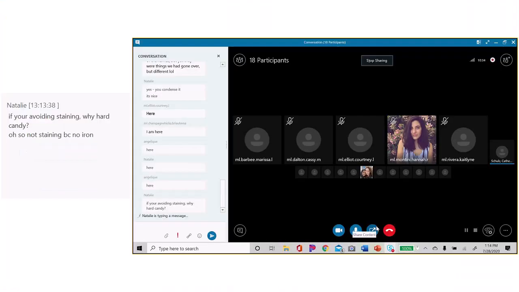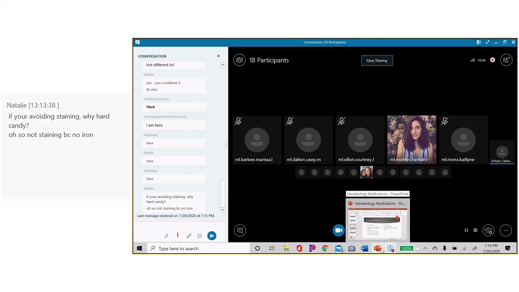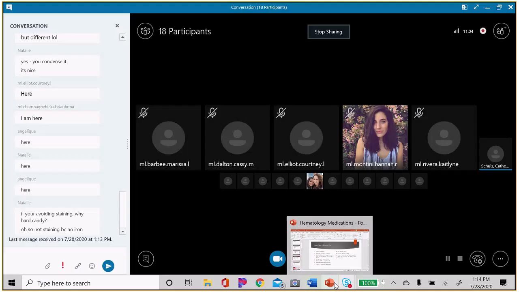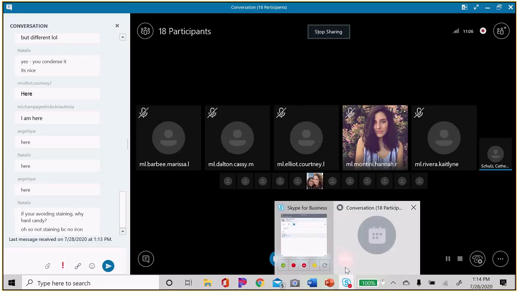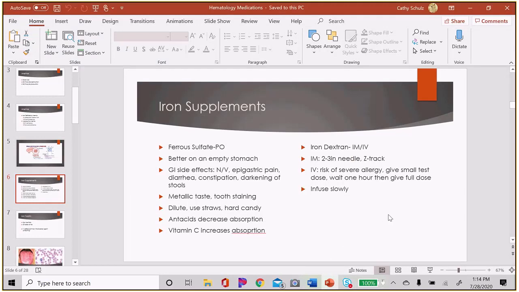The oral iron, especially the liquid kind, can stain people's teeth, and that's usually the type that a child will be on. So you just have to be careful when you're giving it so it doesn't touch the teeth. You use the hard candy not to avoid staining, but to take the taste out of your mouth. I just want to be sure that was clear.